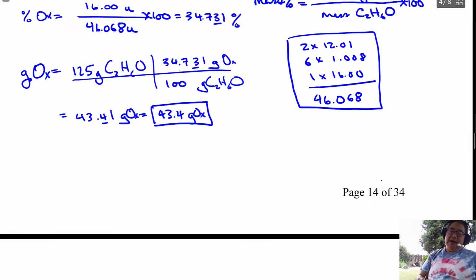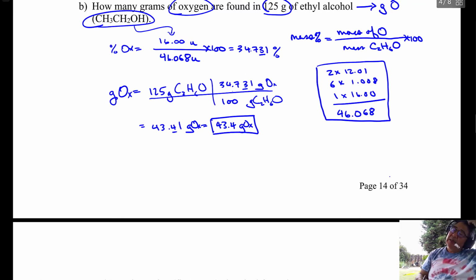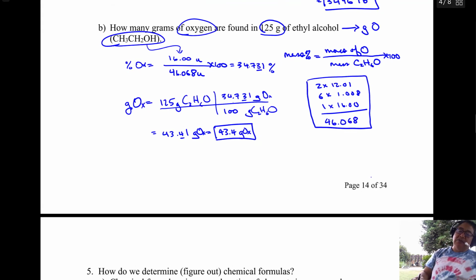So that's actually the oxygen content. One of the things they do when they calculate additives for fuel is they want to know how much oxygen it actually brings to the chemical reaction. So that's the grams of oxygen you would get out of 125 grams of ethyl alcohol.